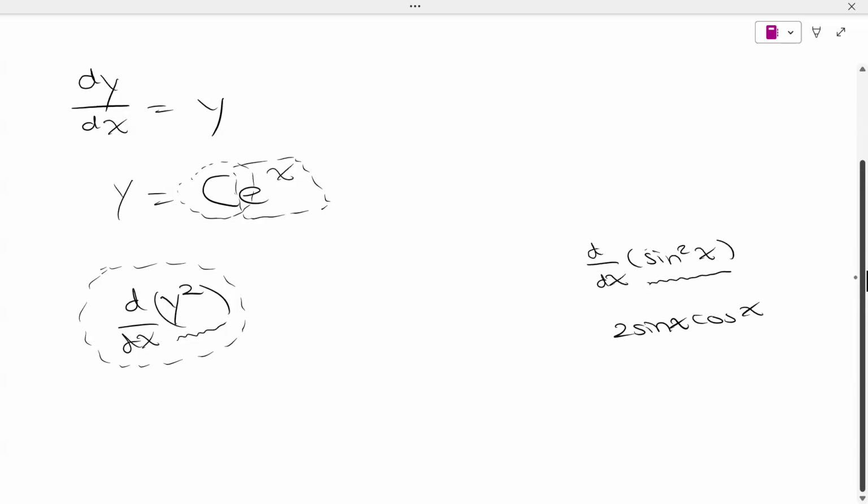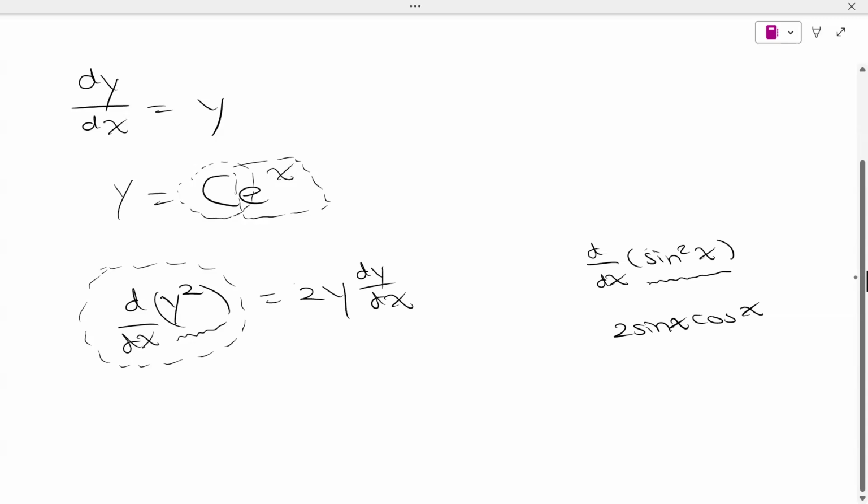Similarly, we can use the chain rule here. So we just differentiate with respect to y, which is 2y. But we then multiply by the derivative of y, which is dy dx. So that's kind of implicit differentiation.